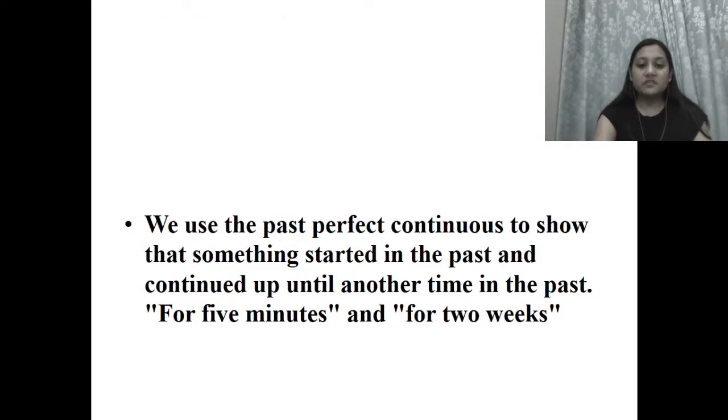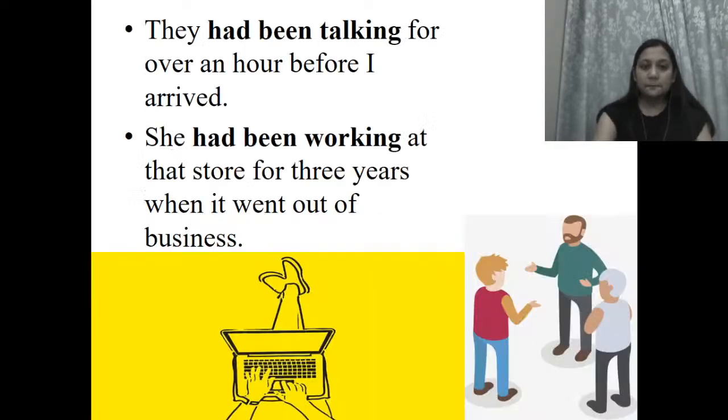We use the past perfect continuous to show that something started in the past and continued up until another time in the past. Something started in the past और वो continue होता गया एक next time तक which also was part of the past time. Let's just say for 5 minutes or for 2 weeks. They had been talking for over an hour before I arrived.